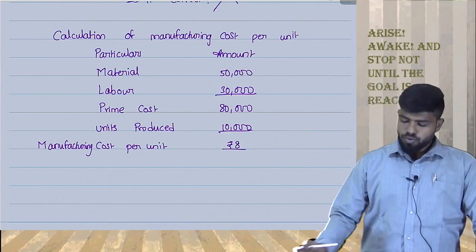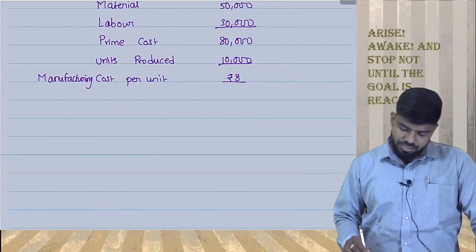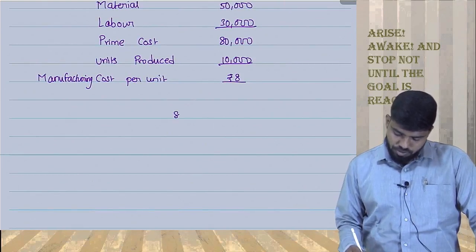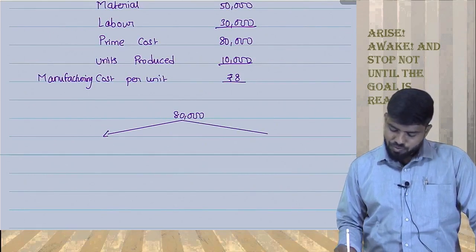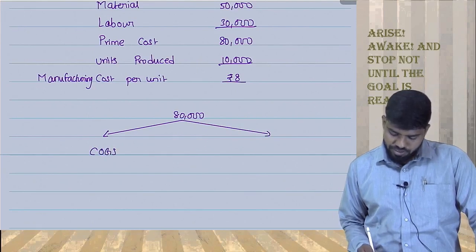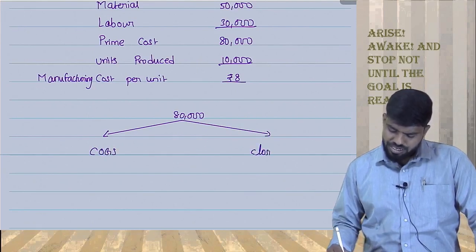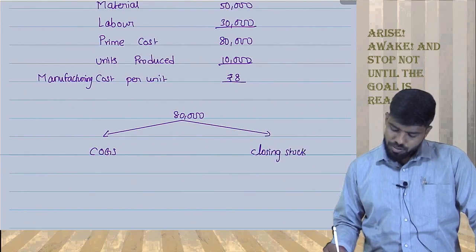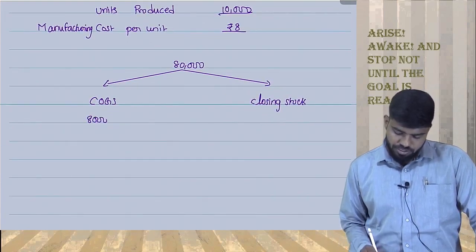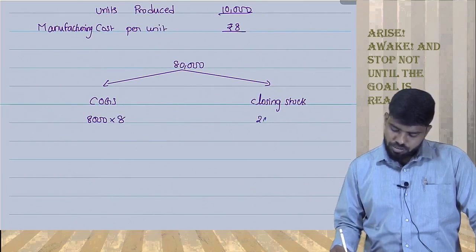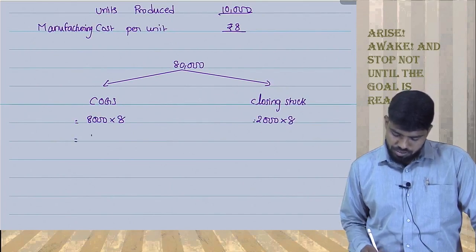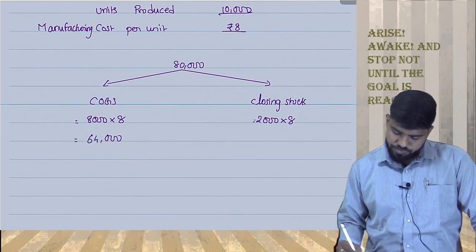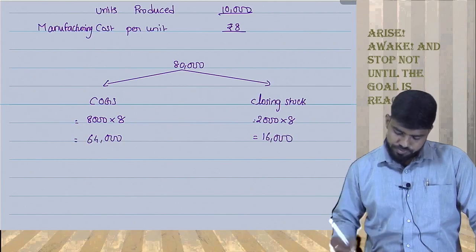Okay. So now total manufacturing cost is 80,000. Correct? Now we'll classify this into two categories. Manufacturing cost of goods sold. Manufacturing cost of closing stock. Generally the stock should be valued at manufacturing cost. So 8,000 into 8 rupees, 2,000 into 8 rupees. So this is 64,000. This is 16,000.